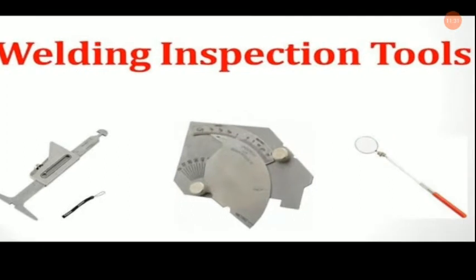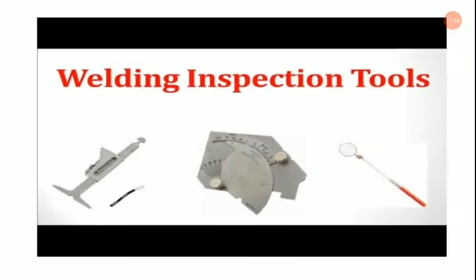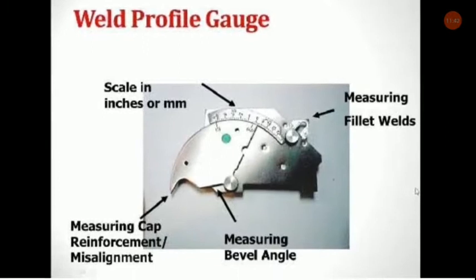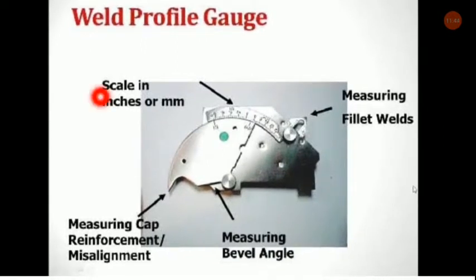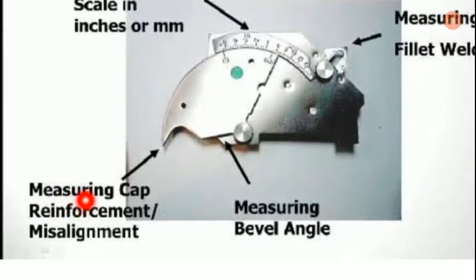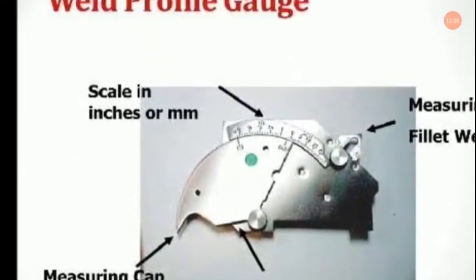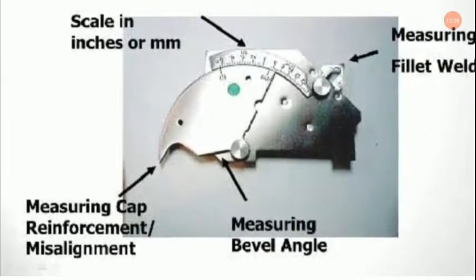Now welding inspection tools. These are the welding inspection tools, so you can see over here. Weld profile gauge. Scale in inches or millimeter, as you can see. Measuring fillet welds. This is the measuring fillet weld. This is the measuring bevel angle. This is measuring cap reinforcement or misalignment. So this is a typical type of weld profile gauge, as you can see.